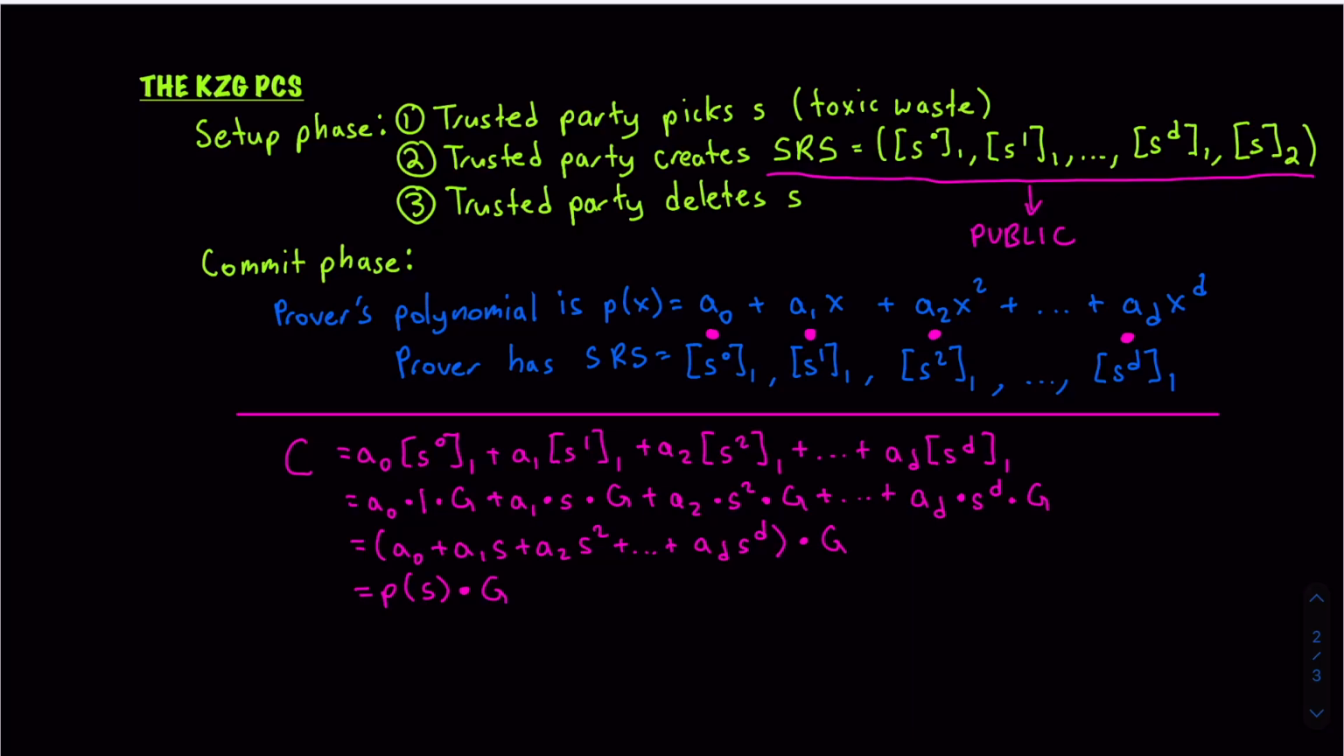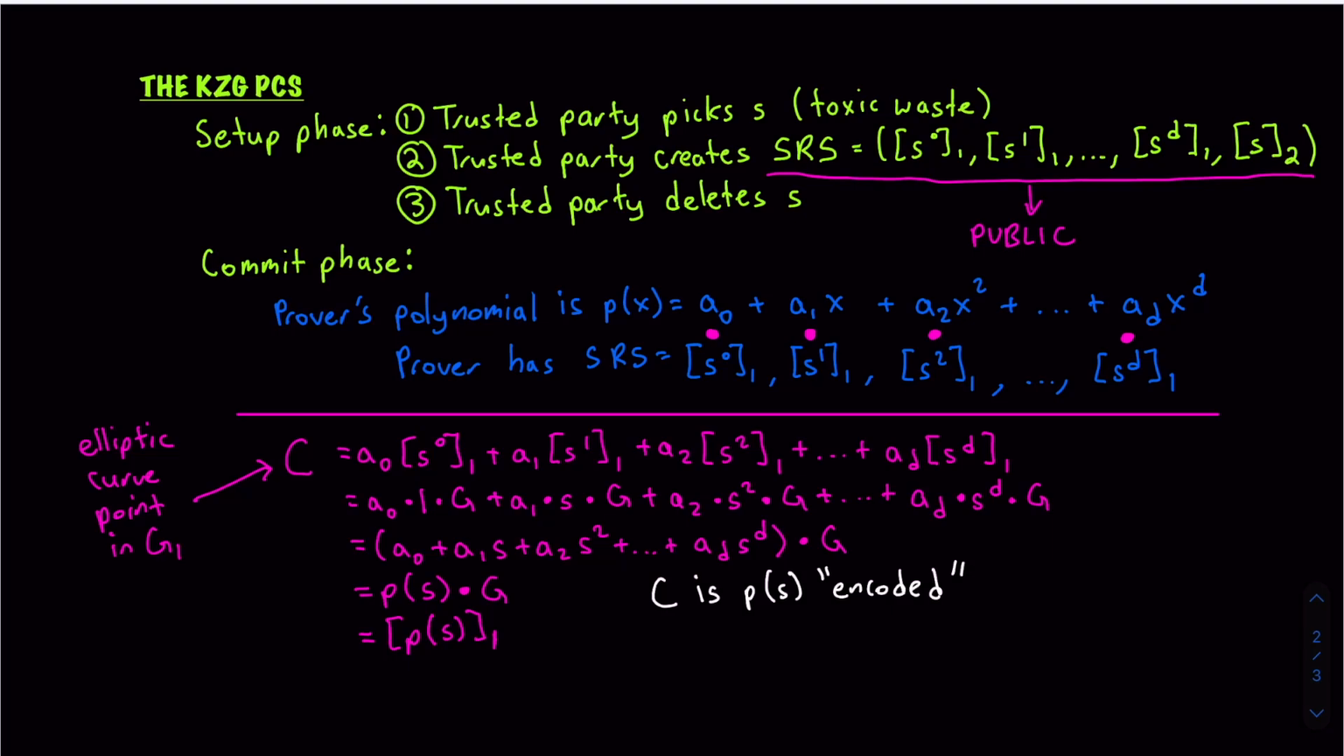Pause and notice what just happened. C is actually P of s encoded as an elliptic curve point in G1. We can write it as P of s sub 1 to make it extra clear. This is really cool because the prover doesn't know s, yet what they've done is effectively evaluate the polynomial at the point s and push that value into a single elliptic curve point C, which is in group G1. And thanks to the hardness of the discrete log problem, even knowing C and G, nobody can figure out P of s or recover the coefficients of the polynomial.